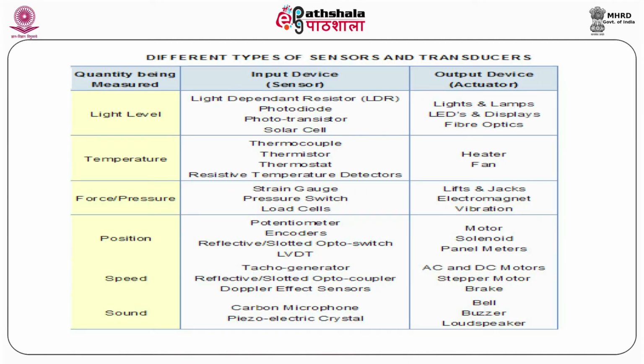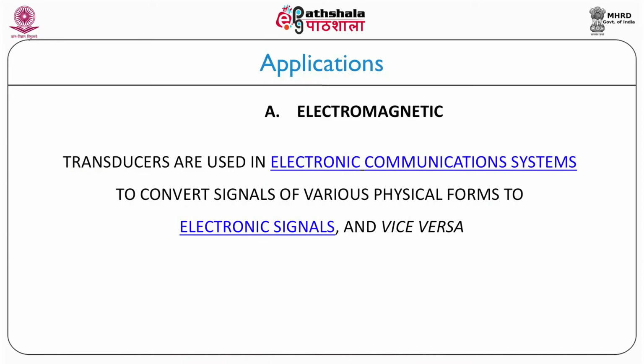Now different types of sensors and transducers, the property on which the quantity is measured, what is the input device in a sensor and what is the output device in an actuator has been nicely shown in this comparative table. For example, light, temperature, pressure, position, speed, sound, they have all been discussed, but I have shown you concisely in this table. Now comes the applications. Where do you use these applications?